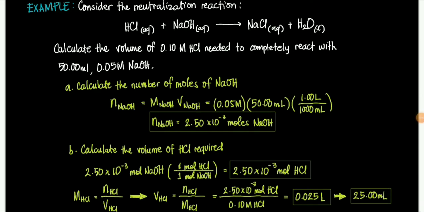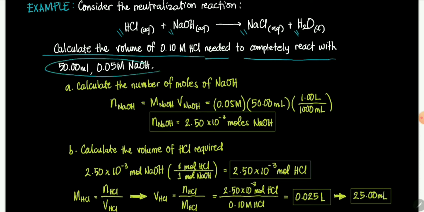So consider this neutralization reaction. Hydrochloric acid reacts with sodium hydroxide to produce sodium chloride and water. So balance na yung reaction na yan kasi 1:1 lang lahat yan. Okay? So all we need to do is to calculate the volume of 0.10 molar HCl needed to completely react with this much sodium hydroxide. So given yung volume at saka yung kanyang concentration.